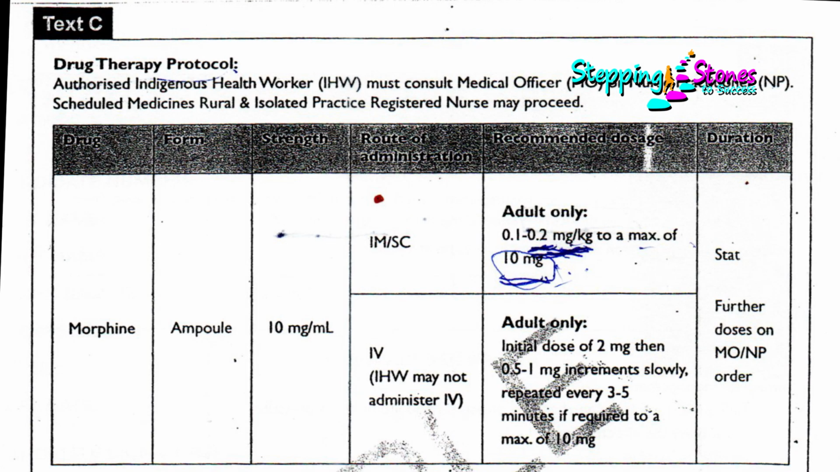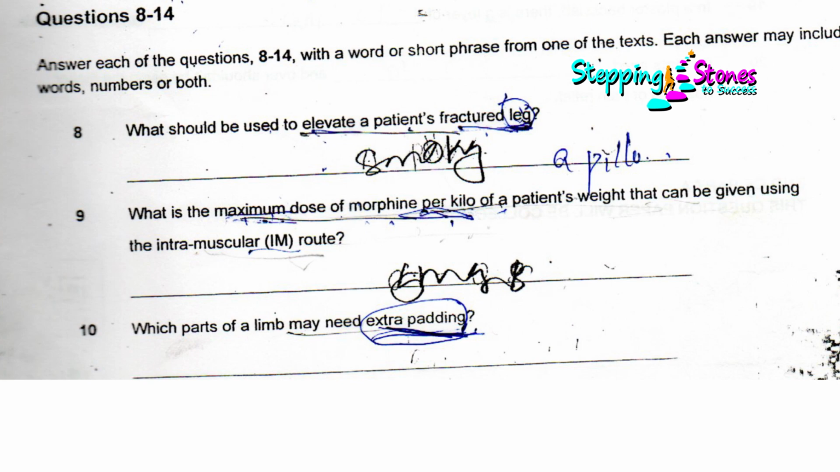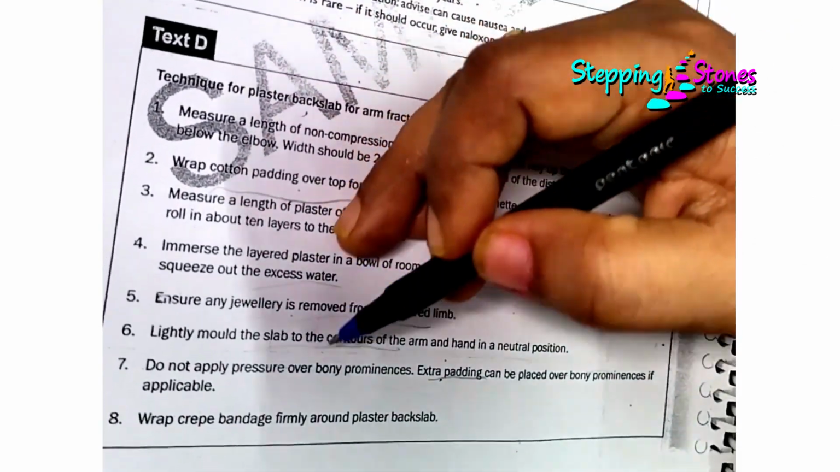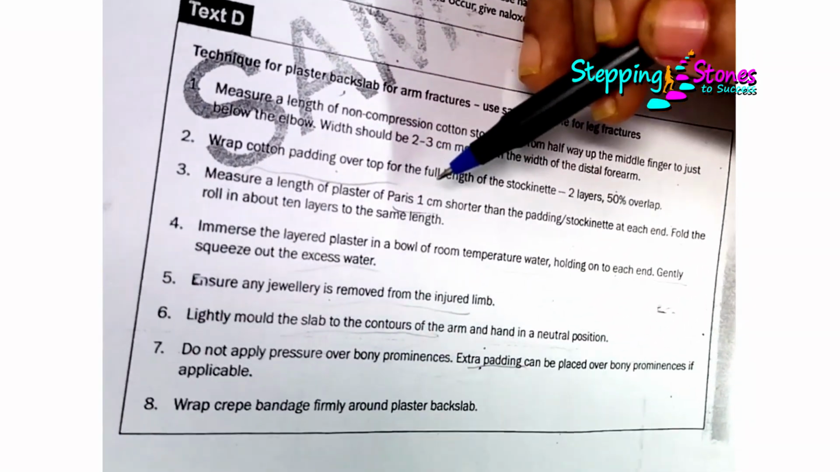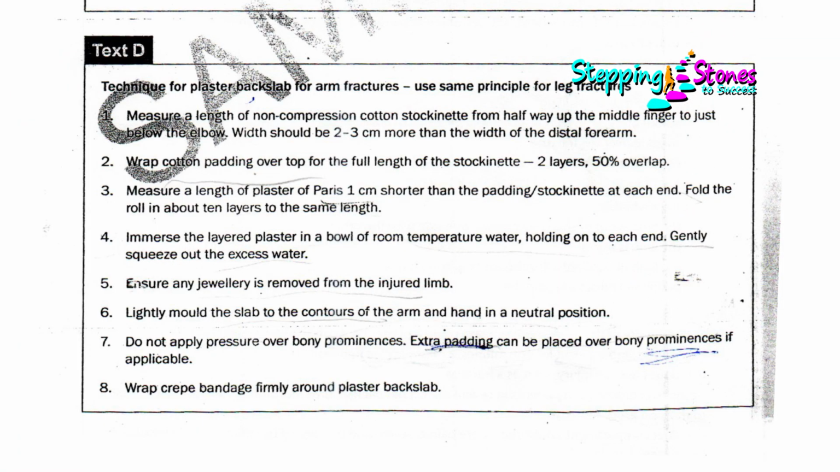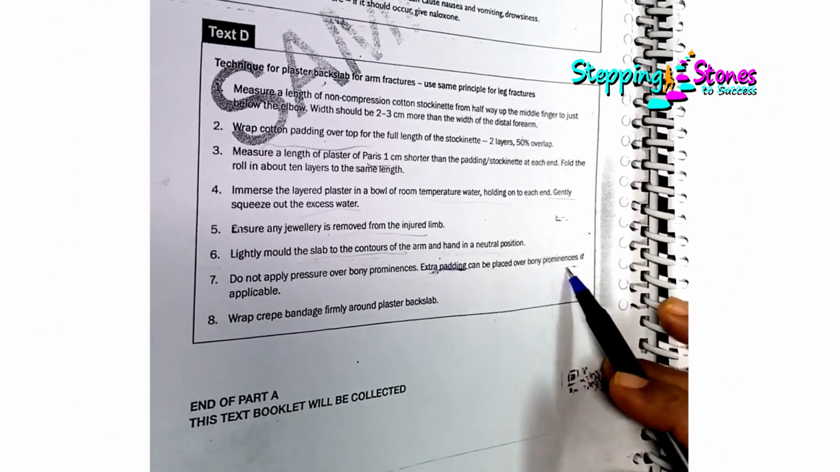Okay. Next is, which part of the limb may need extra padding. Somewhere you have seen about plaster bags like this. So you have to go on with this passage and you should find the answer. You have to go very fast and find the word. Okay, extra padding, here the word is there, and in the question too we have extra padding, so we have to see and read that passage. Extra padding can be placed over bony prominence, so here your answer will be bony prominences.